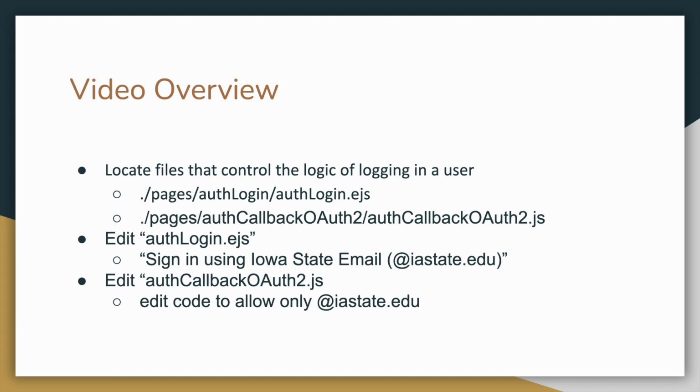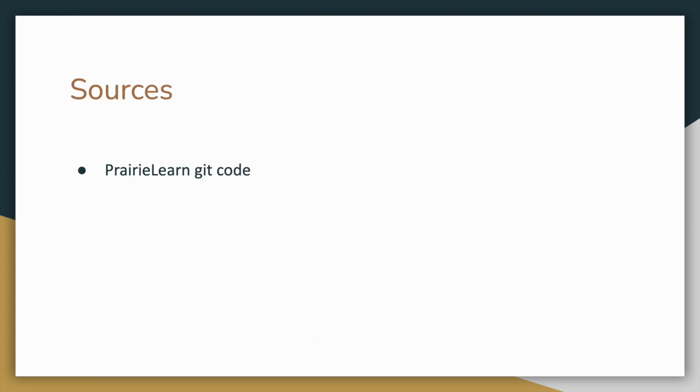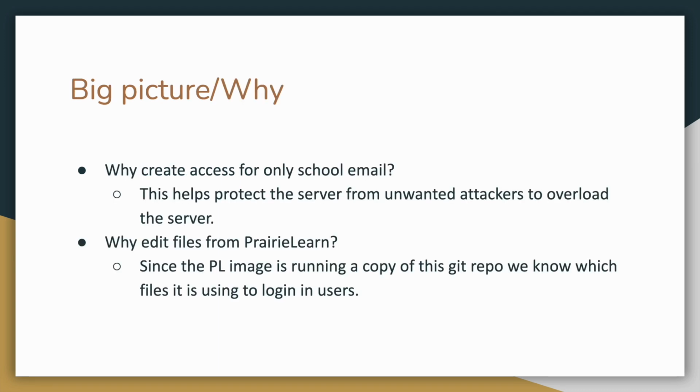So sources, this is just a PrairieLearn Git repo. There's really no docs on what we're doing. This is us figuring it out mostly ourselves, but most of the walkthrough should explain what we're doing. Big picture, why create access for only school email? This helps protect the server from unwanted attackers trying to overload the server. Why do we want to edit files from PrairieLearn?